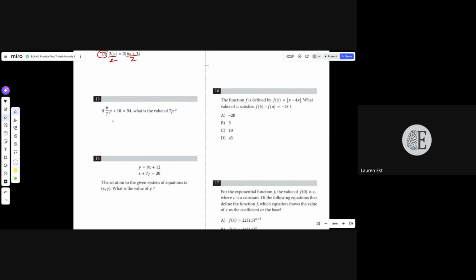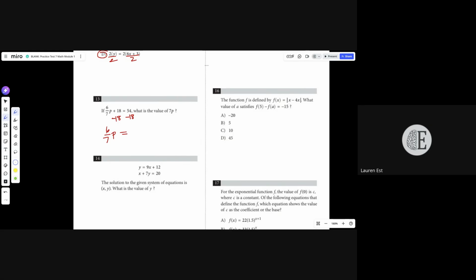13. Things are going well so far. What is the value of 7p? I'm going to solve for p first, unless it's easy for me to factor something out so that I can just divide it away and then get a 7p on the left side. It's not jumping out at me right away. I'm going to subtract 18, excuse me. 6/7p is equal to 54 minus 18.